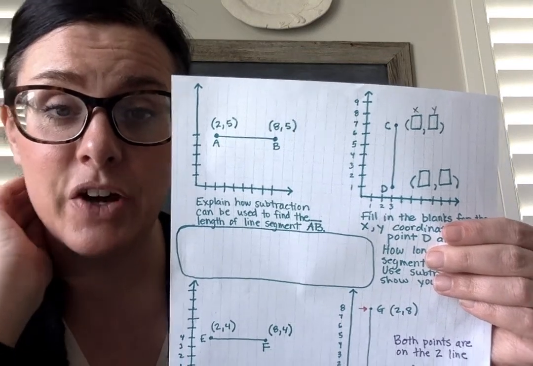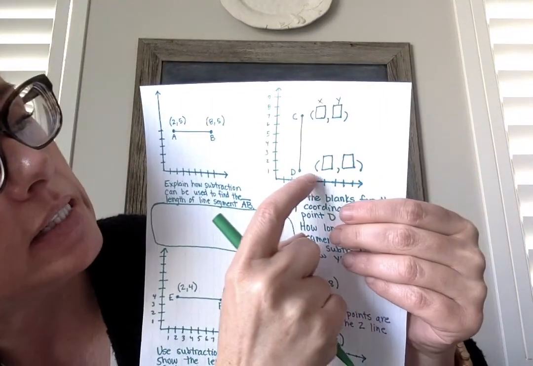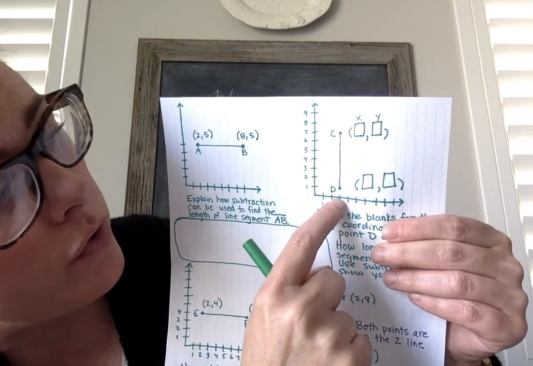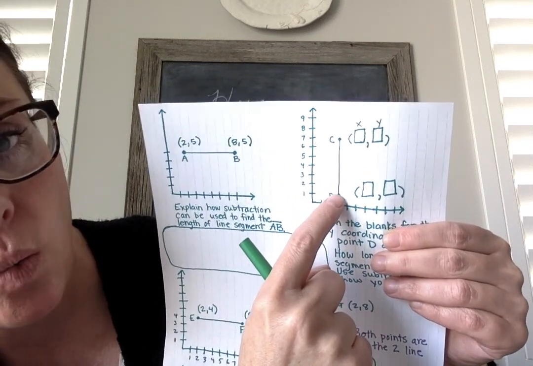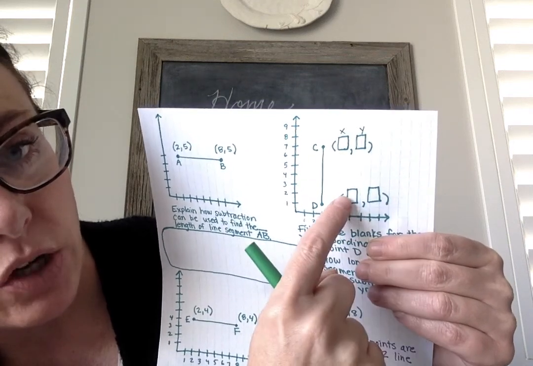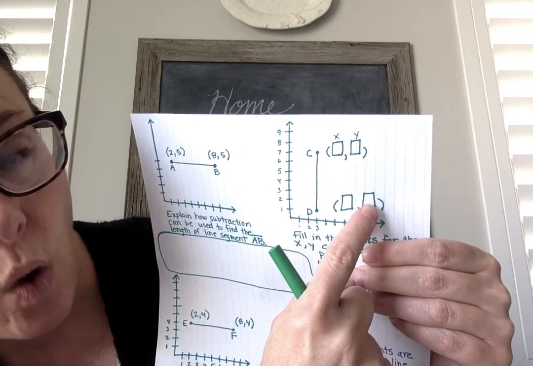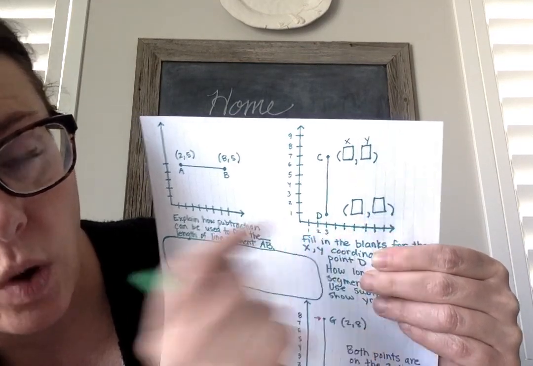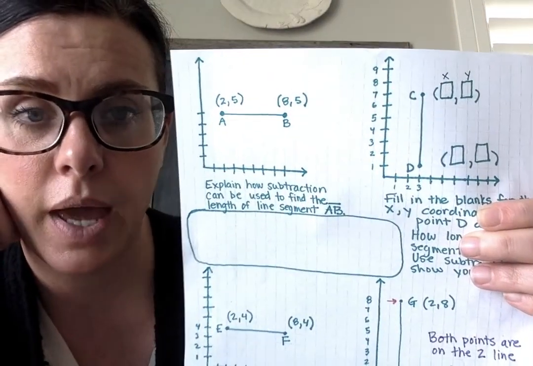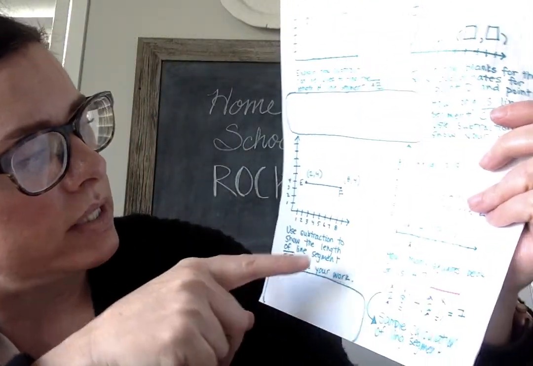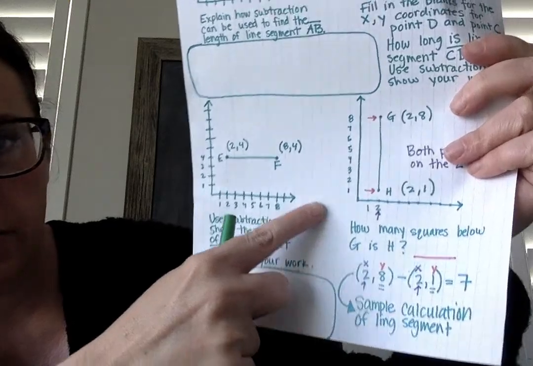Okay, should we check and see how you did? All right, here's our D point right here. We went over 3 and up 1. So we should have 3 in our x. That's our first one, and 1 in our y. That's our second one. So 3, 1. Okay? Awesome. You guys are rocking. Now, let's take a look at this section right down here.